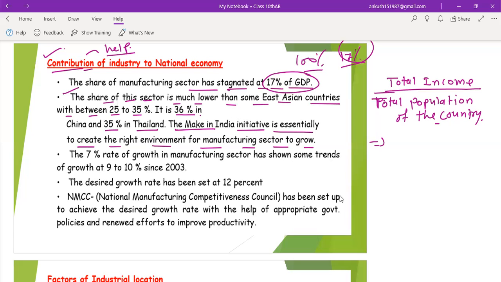We people are not actually praising our own productions. We always see some deficiencies in the production which is done in India. Let us take an example, mobile phones.